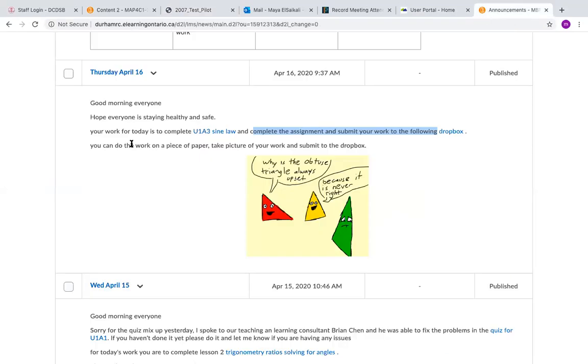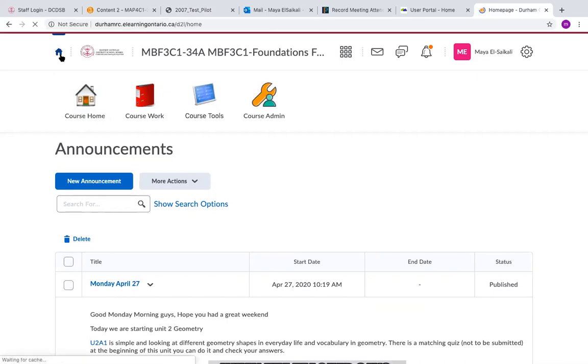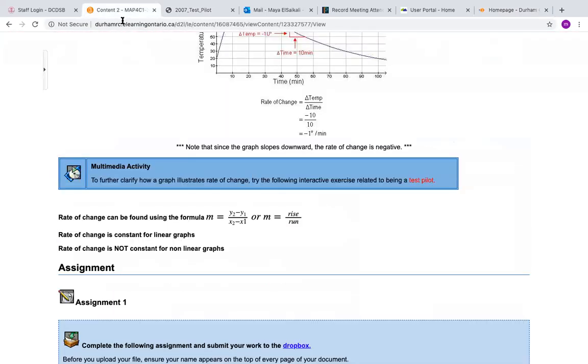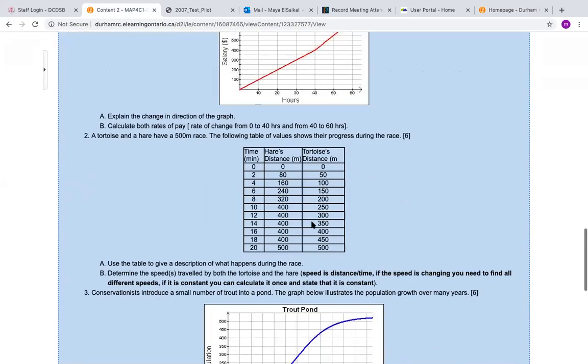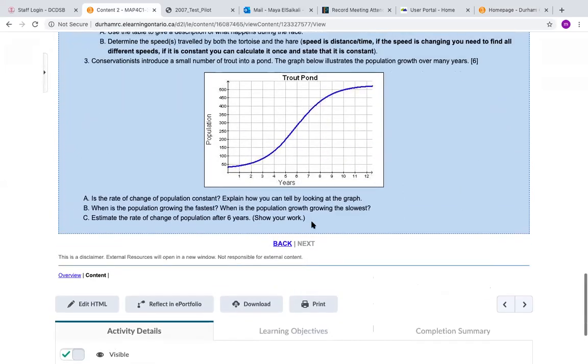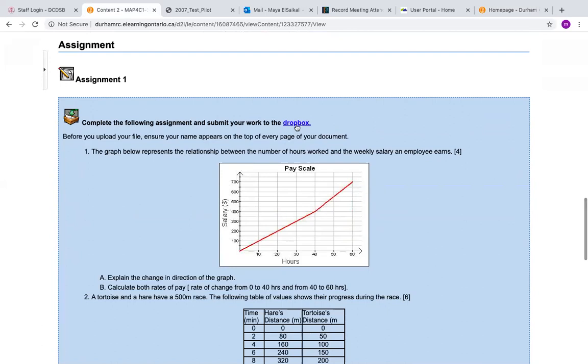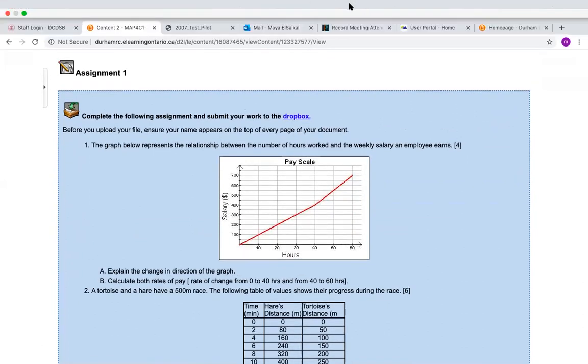All right, so let me go back here. All right, so make sure you go over this activity. And this is your assignment. All right. So once you complete this assignment, you can submit it to the Dropbox by clicking on Dropbox right here. All right. If you have any questions, you know where to reach me.